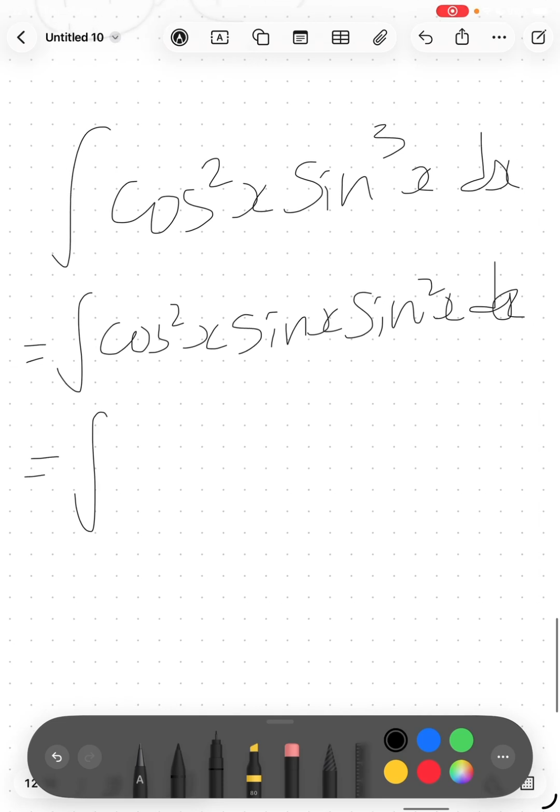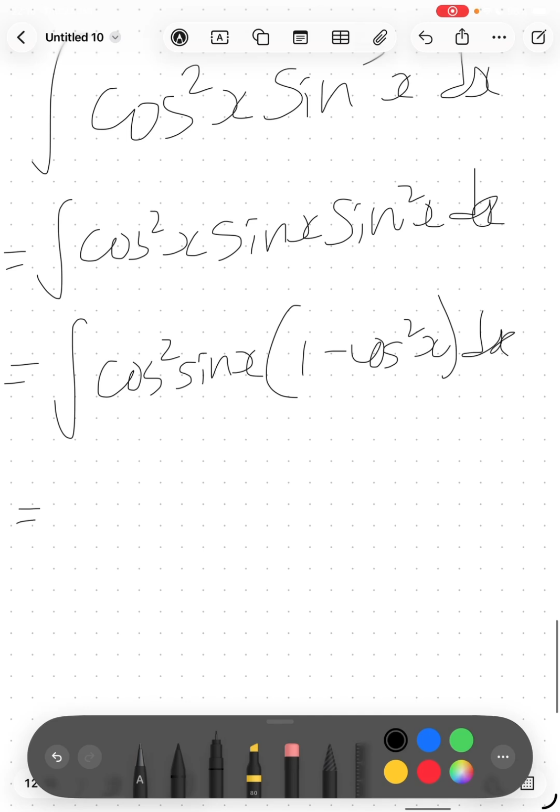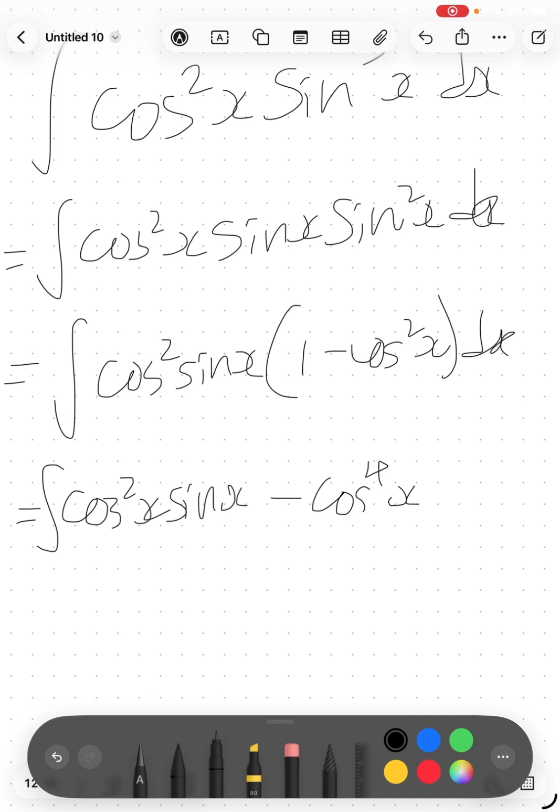and integral of cos squared sine into 1 minus cos squared x. So this opens into cos squared x sine x minus cosine raised to 4 x sine of x dx.